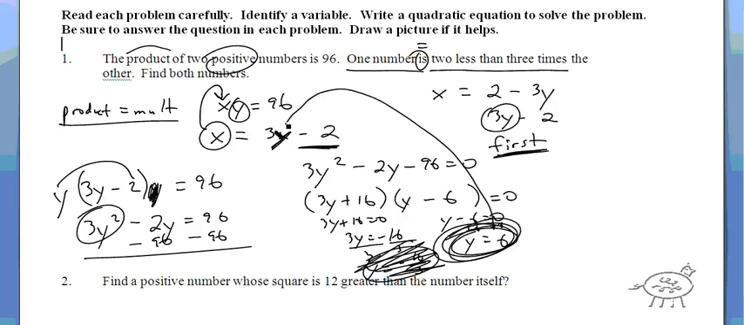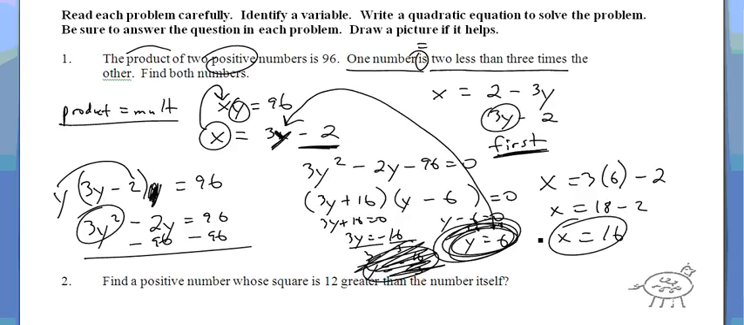You plug it right back into one of these equations here. That one preferably, because it's already solved for x. You get x equals 3 times 6 minus 2. So it's 18 minus 2, x equals 16. So those are your answers.